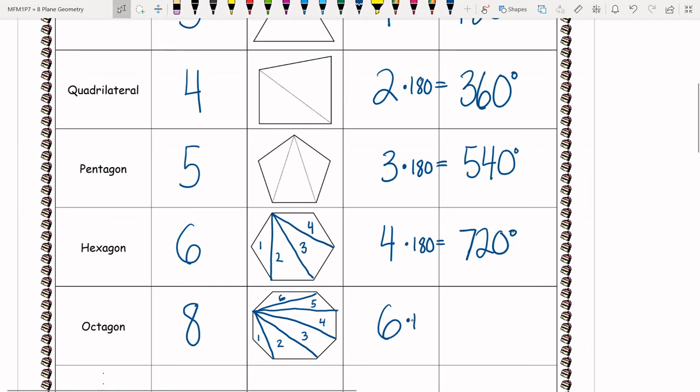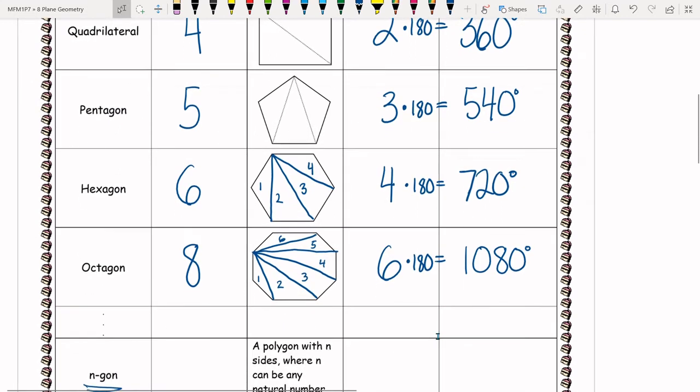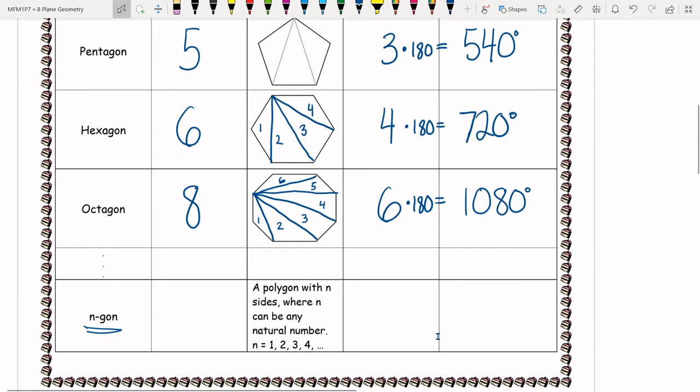We're going to multiply that by 180, and that is going to give us 1080 degrees. All right, so now we're almost there. We can now hopefully start to generalize how we would find the sum of the interior angles of any polygon.